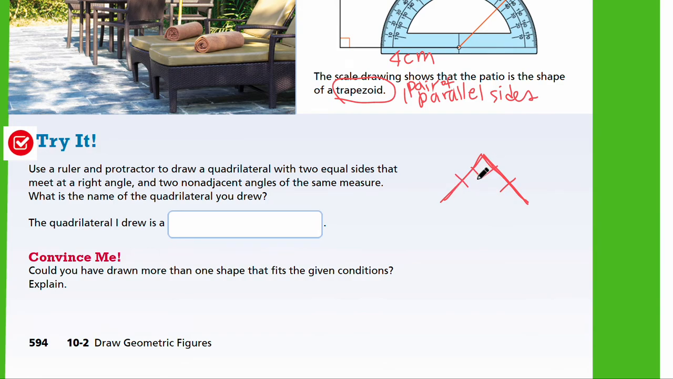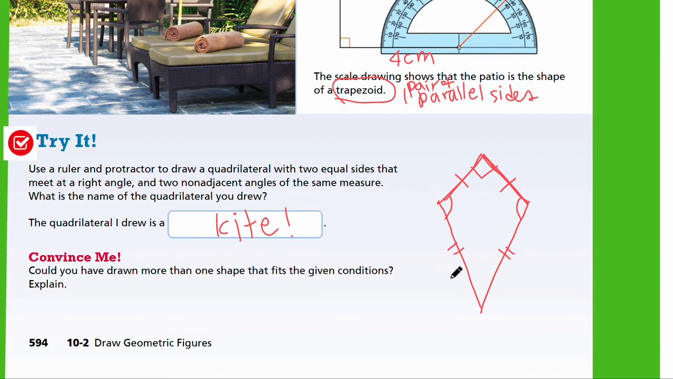So non-adjacent means 2 angles that are not right next to each other, which means this angle must be the same with not these 2, but the opposite angle. So the opposite angles are the same. So if the angles of these 2 are going to be the same, the sides here have to be the same also, right? So this is going to be a kite.